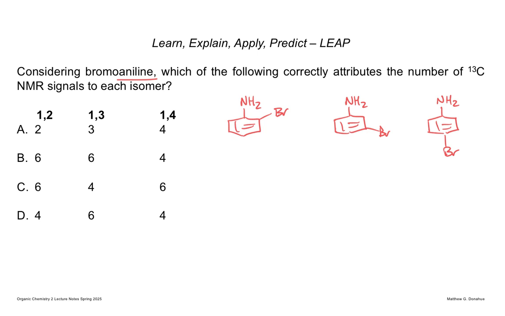So if we start with the 1-2, is there a reasonable symmetry element? You're starting with 6 carbons, and based on the substituents being different, each carbon is going to be different. So this one should be 6. So we would eliminate A and D.